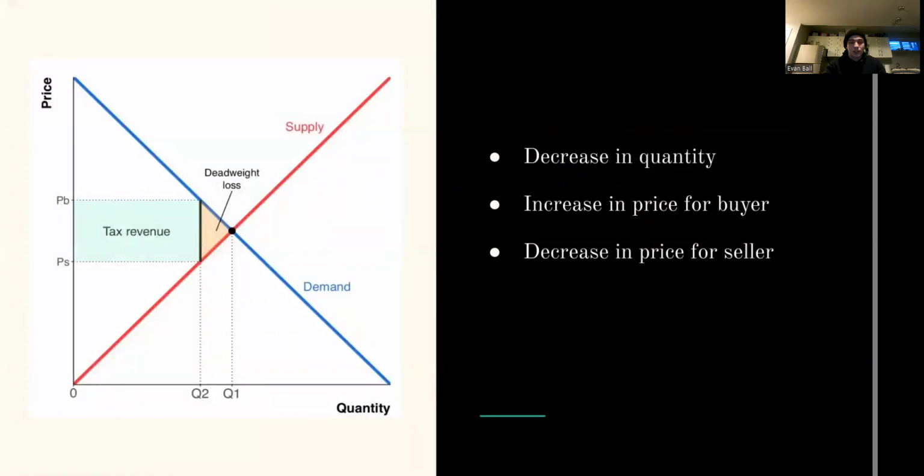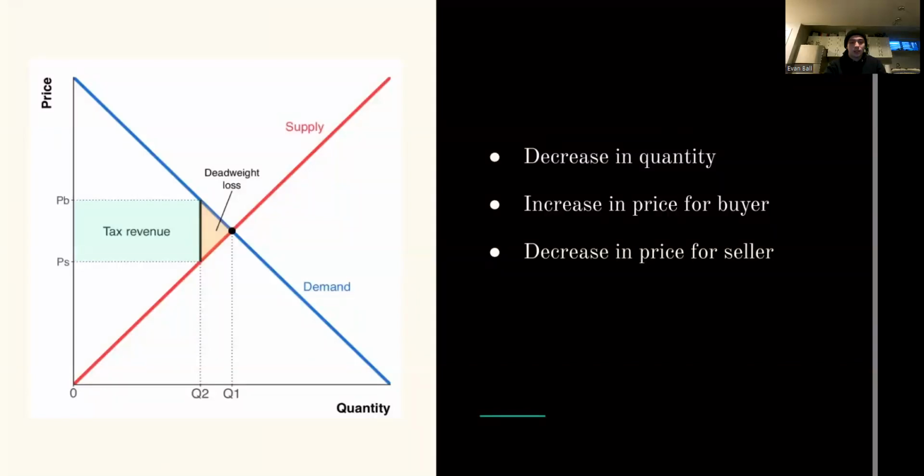We can visualize this decrease in quantity sold by placing a line to the left of our equilibrium point on this supply and demand graph. The height of the line is the amount of tax placed on the good, and when it touches both the supply and demand curves, that is the new equilibrium point.